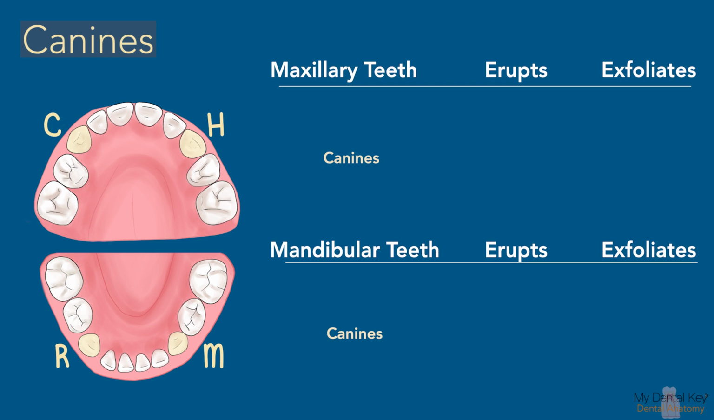Canines erupt when children are between ages 16 months to 20 months, and they exfoliate around ages 9 to 11 years from the mandibular arch and 11 to 12 in the maxillary.